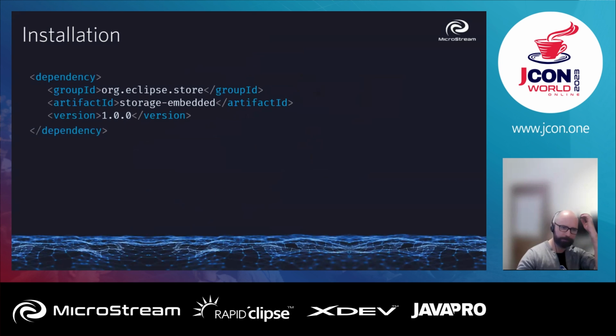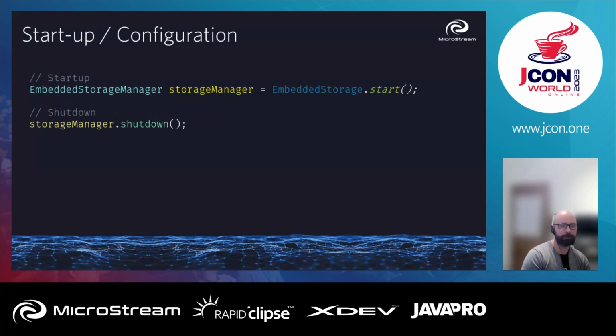EclipseStore was just released as the first final version 1.0, and the next version is in the pipeline already, the 1.1. It's a simple call for a factory method. Just say embedded storage start, and your storage manager is up and running with the default configuration, and the shutdown completes the lifecycle. This is the most simple example, and it will create a new storage if no existing storage is found, and otherwise the existing data will be loaded and can be accessed through the root object.